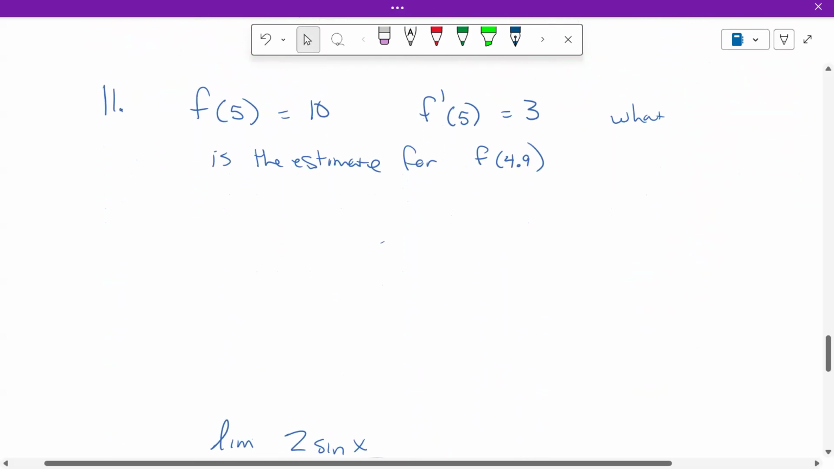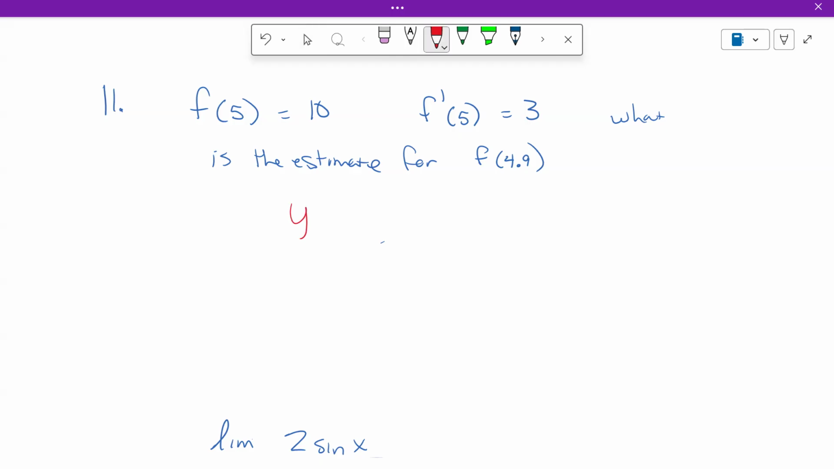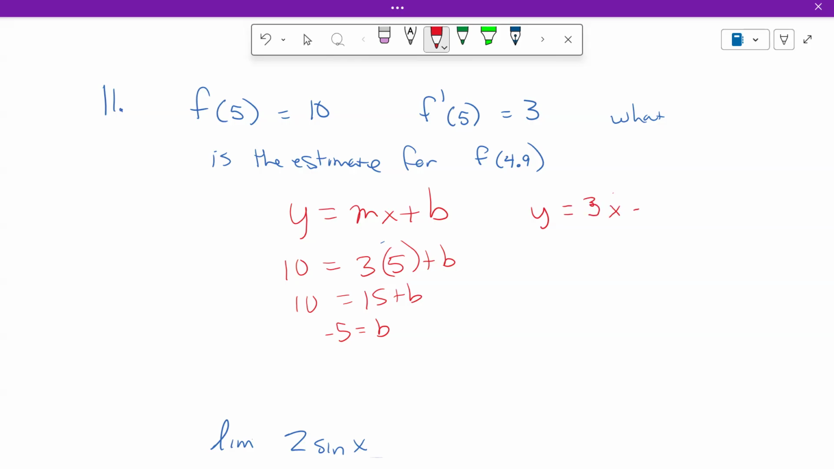What does this look like? Local linearity. Thank you, Grady. y equals mx plus b. What's y? 10. What's m? 3. What's x? 5. And we've got to figure out b. 10 equals 15 plus b. b equals negative 5. So y equals 3 times x minus 5.